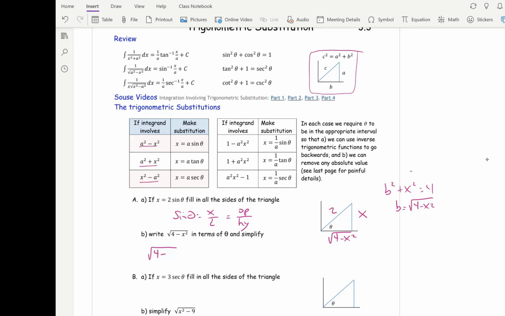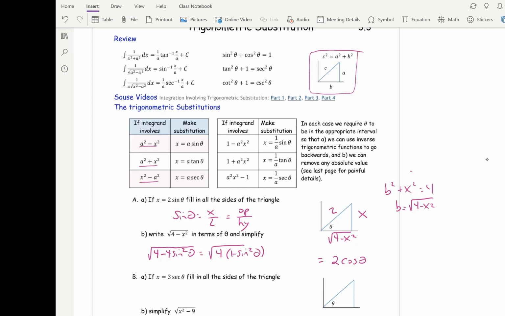So I'm going to replace the x squared with 4 sine squared theta. Now this is going to simplify, and once you do enough of these problems, you won't have to write down all the steps. You'll just jump to, oh, that's 2 cos theta. But I'll show you how I got there. First, factor out the 4, 1 minus sine squared.